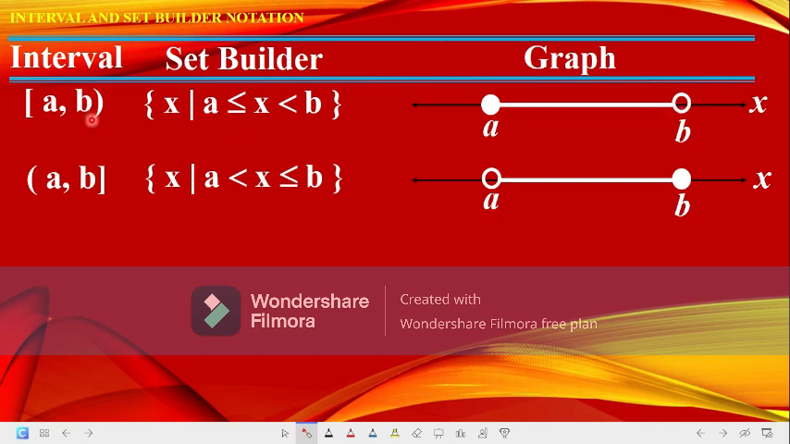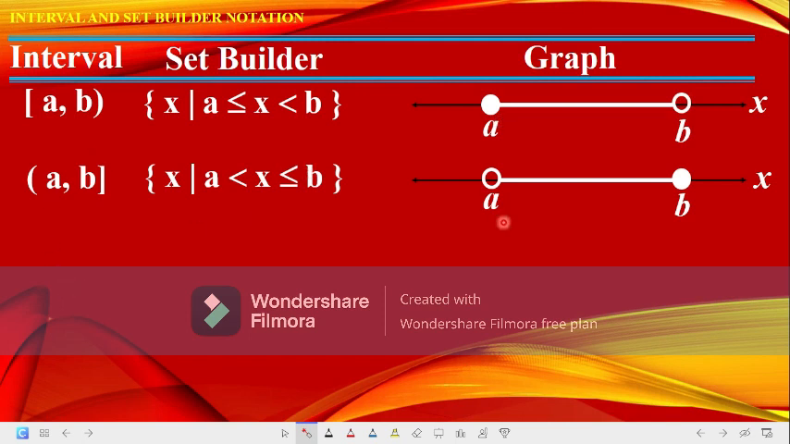When it is expressed in set builder notation, we have the set of all x's such that x is greater than or equal to A and less than B. There is an equal symbol on A because A is included. There's no equal symbol on B because B is not part of the solution set. I hope you understand the concept.